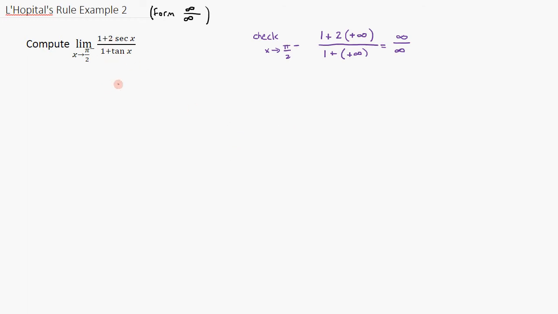Okay, so now we can take the original limit and apply L'Hopital's rule. So we have the limit as x approaches pi over 2 from the left, 1 plus 2 secant x over 1 plus tangent x. So L'Hopital's rule says we take the derivative of the top and the bottom.